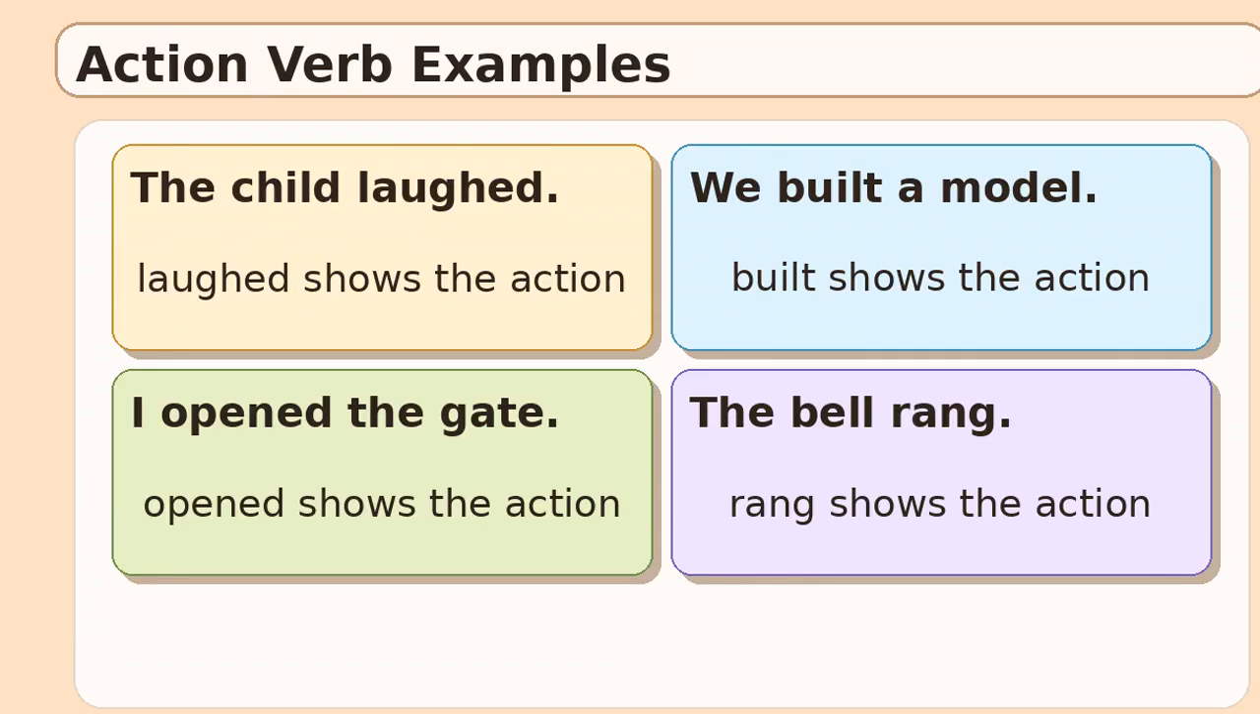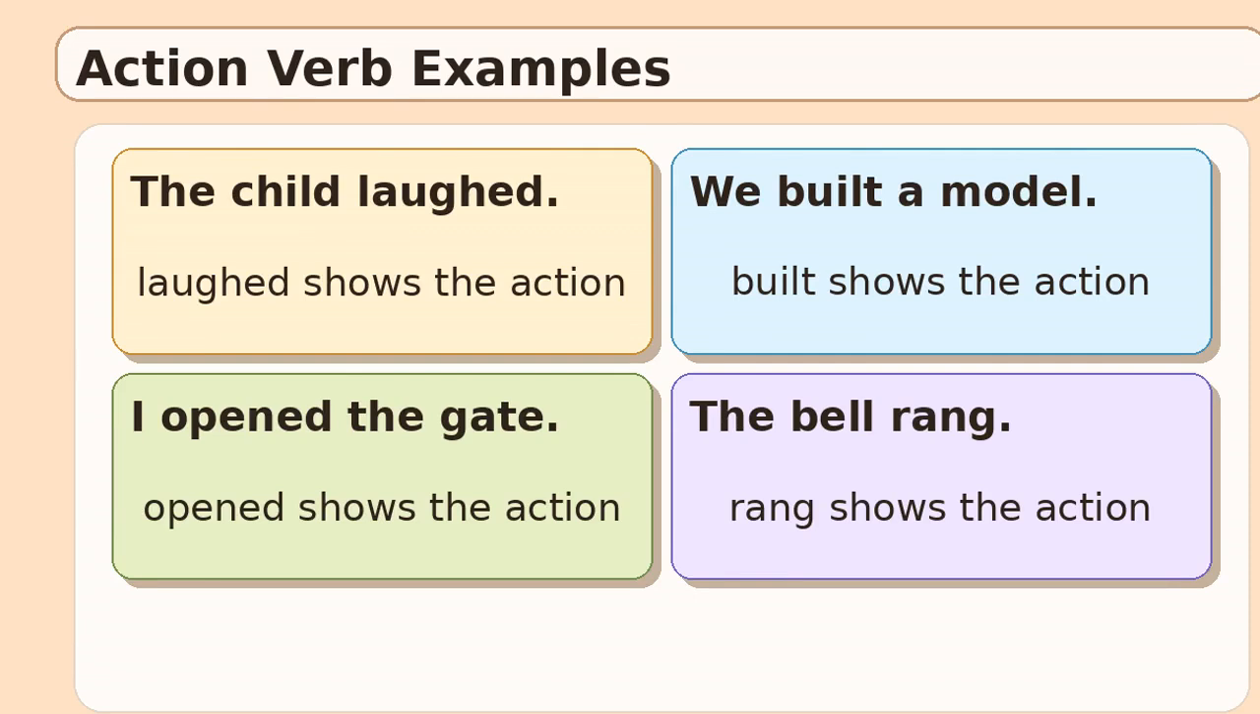Let us read these examples one by one and identify the action verb naturally. In the child laughed, the word laughed is the action verb because it tells us what the child did. In we built a model, built is the action verb because it shows the work completed by the subject. In I opened the gate, opened tells us the exact action performed. And in the bell rang, rang is the action verb because it tells us what happened. In each sentence, the verb adds movement and makes the sentence come alive.